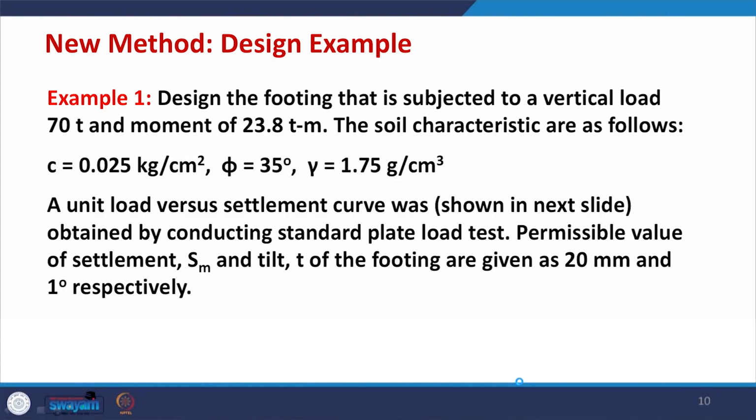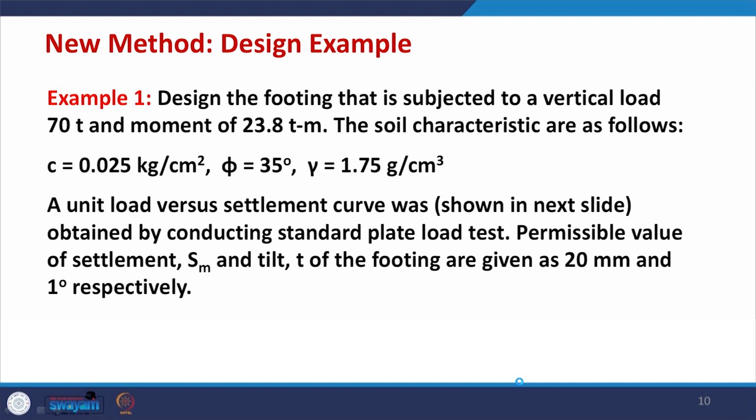Design a footing that is subjected to a vertical load of 70 ton and moment of 23.8 ton meter. The soil characteristics are as follows. So, what is given here? The value of cohesion is 0.025 kilogram force per centimeter square, and you know kilogram force per centimeter square means basically 100 kPa.